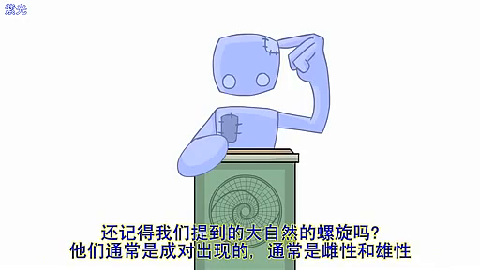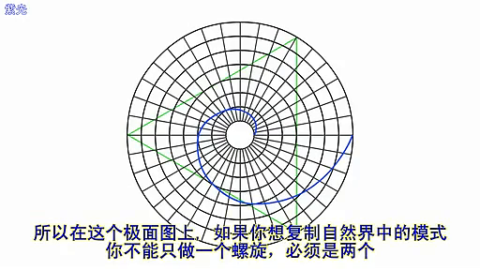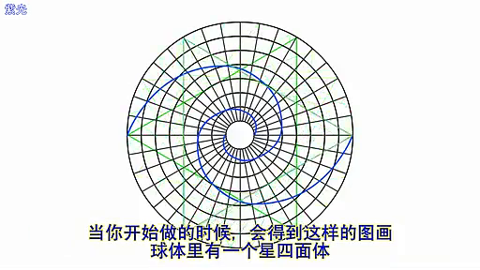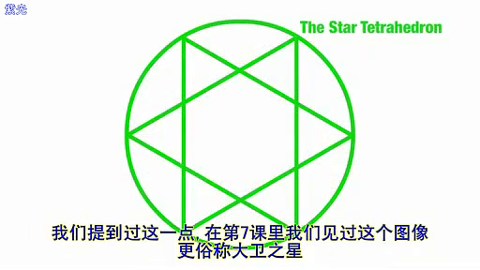Remember when we talked about spirals in nature? They often travel in twos. Usually this is male and female. So on this polar graph, if you're going to copy nature, you don't just plot one spiral, you have to plot two. When you do that, it gives you this image, which is a star tetrahedron inside of a sphere. We mentioned this in lesson 7, and this image is more commonly known as the Star of David.